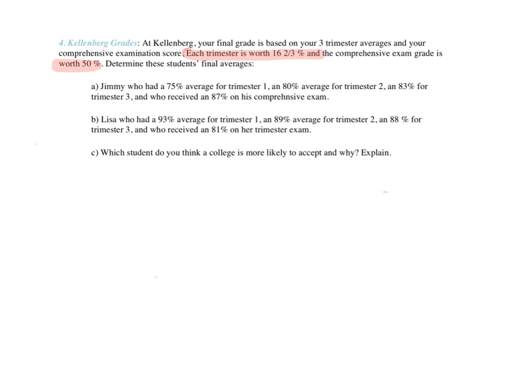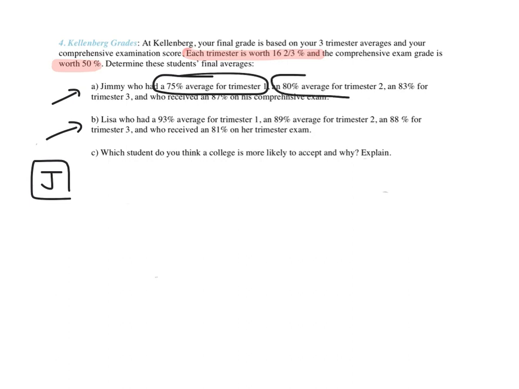So now we have these 2 students, Jimmy and Lisa, and we need to go about calculating their final average. So letter A for Jimmy. Here, Jimmy had a 75 average for the first trimester, 80 for the second, 83 for the third, and then an 87 on the comp. So when we do these weighted means questions, and they give you a lot of percentages, we have the grades as percentages, we have the weights as percentages.